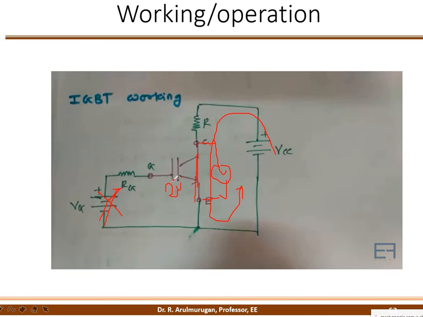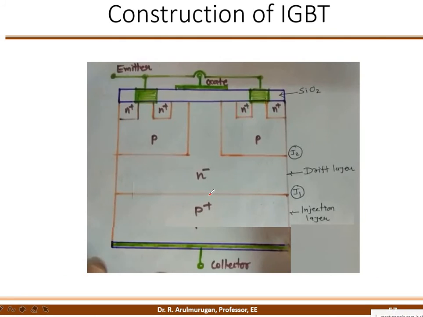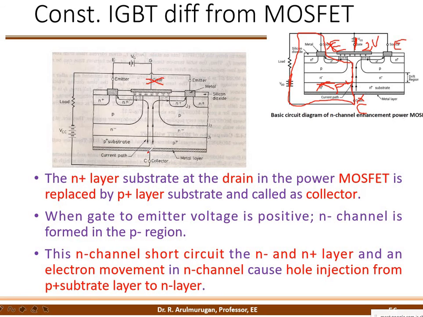So what is happening inside? If I apply 2 volts from gate to emitter, what is happening inside? From VCC through the load to the collector terminal, current is flowing to the emitter terminal. How is it flowing? It flows in this direction.